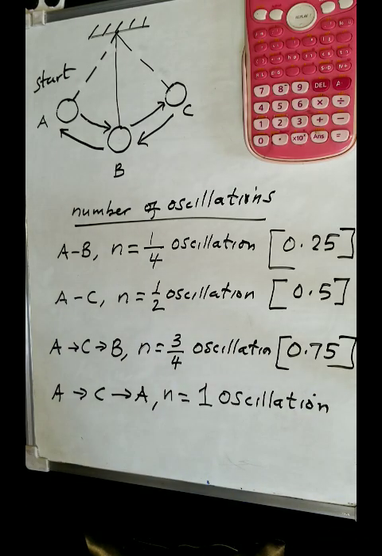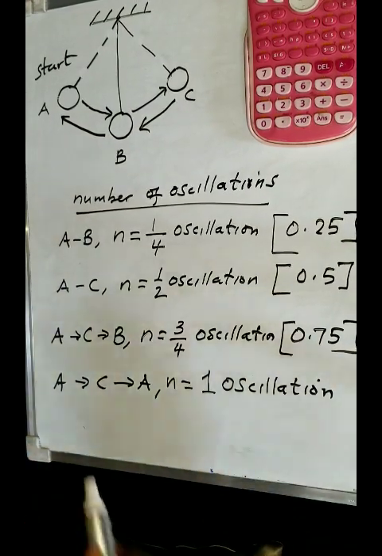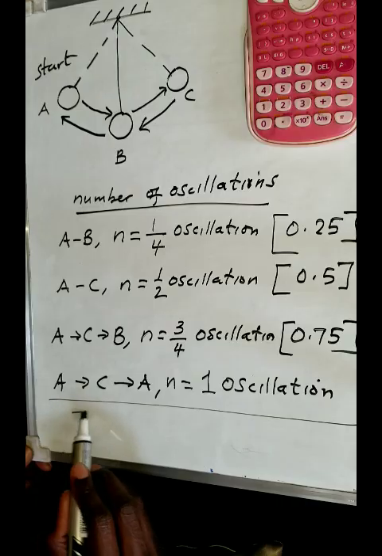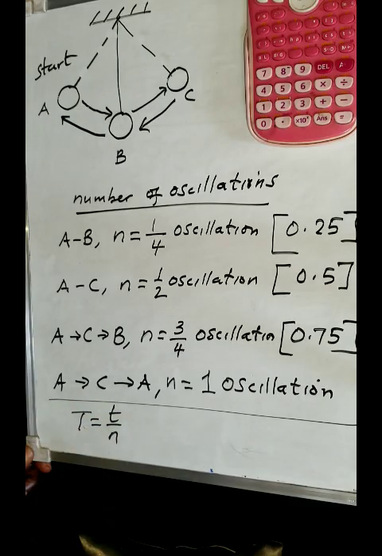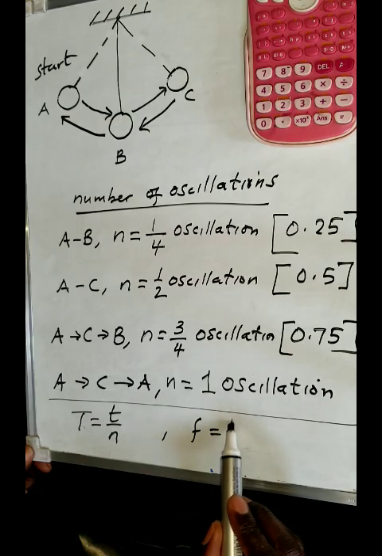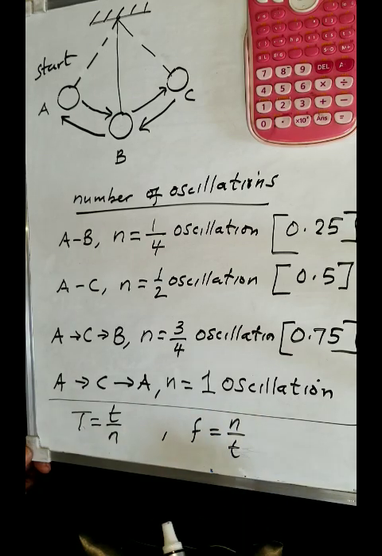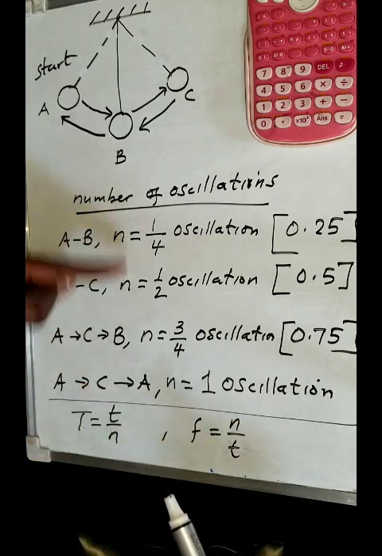So in my next video, I'll demonstrate how you can calculate the period as well as the frequency of a pendulum. Just to remind you, period is equal to the time taken divided by the number of oscillations, and the frequency is given by the number of oscillations divided by the time. So where do you get the number of oscillations? It's this concept that I've actually told you.